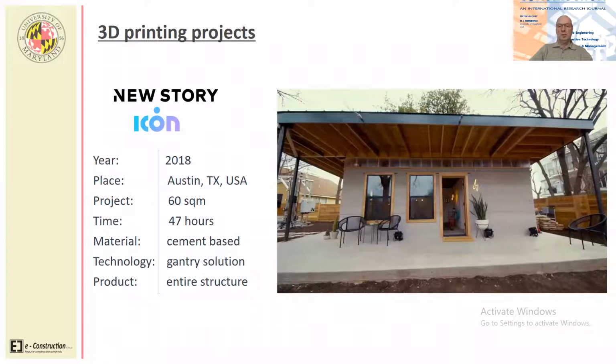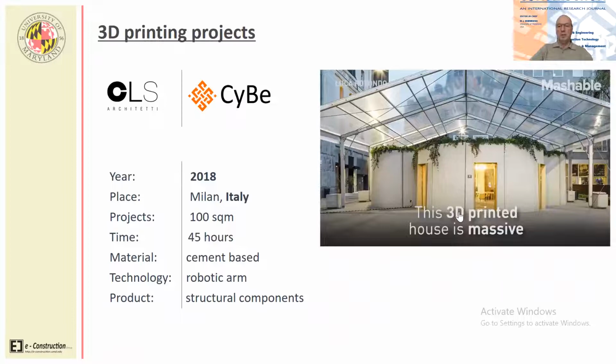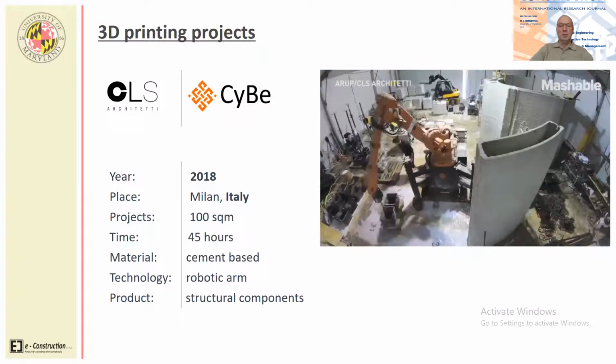All right, so a few examples of 3D printed buildings, such as this one printed 2 years ago in Austin, very small one. And this is a French example, Innova project in Nantes. So about 3 years ago, material is polymer with concrete inner layer. Technology that delivered this building is a robotic arm. I'm going to run through these examples fairly quickly. This is a 3D printed massive house, again, 2018 in Milan, Italy. Fairly small area, but the time of delivery for this building was 48 hours, so less than 2 days and 2 nights. Material is cement-based. They all require robotic arm as the means of production.